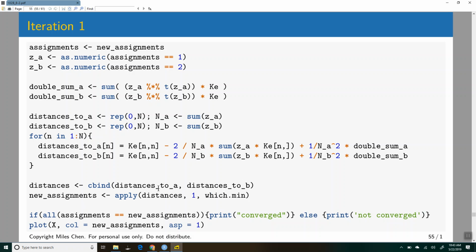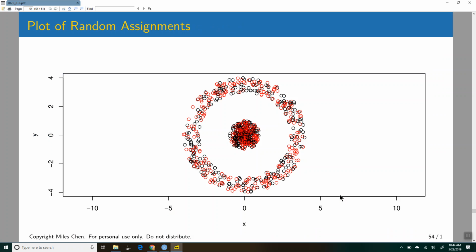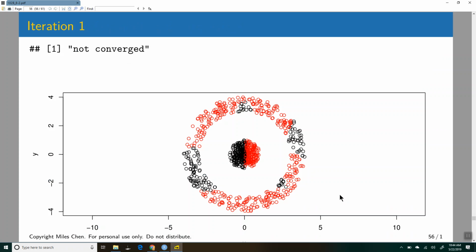So I combine the distances, I bind them together to make columns, and then I just say which column is smaller, okay? And those will be my new assignments, right? And if all the new assignments are equal to the old assignments, we're going to say it has converged. Otherwise, we're going to say it hasn't converged, okay? And so I start off with random things, and after one iteration, this is what I get, okay? Which I'm not quite sure what it has done, okay?